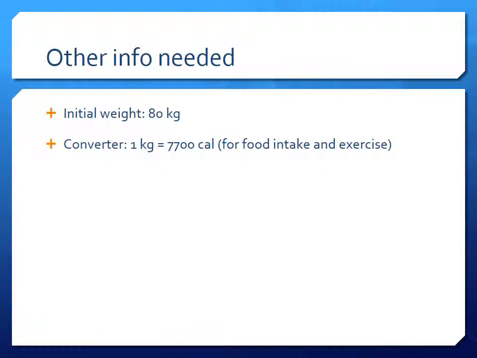Converters. This is the first converter between kilograms and calories, and this is roughly for food intake and exercise. A kilogram is roughly equivalent to 7,700 calories, sort of the mass-energy conversion. Another converter is based on the density of the liquids, and let's assume that density is 1, meaning that a kilogram is about a liter, for all liquid intakes and excretions. This is very simplified.